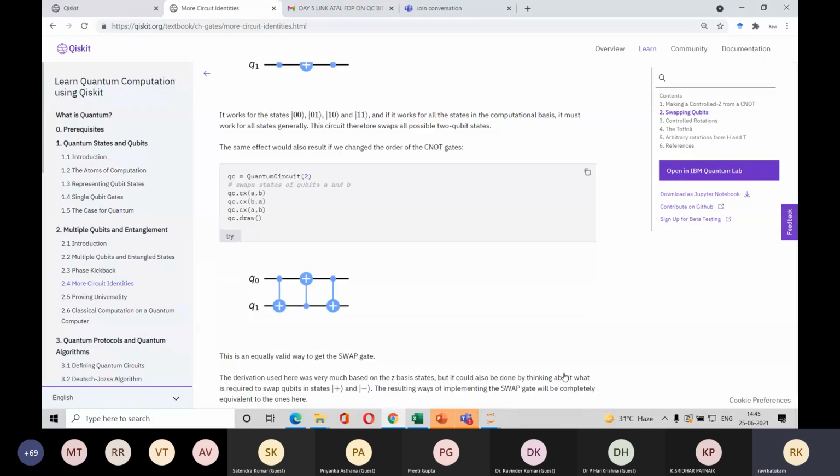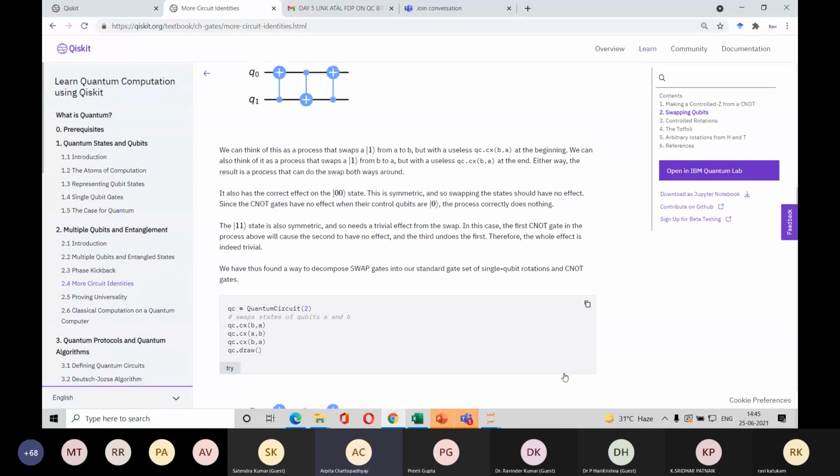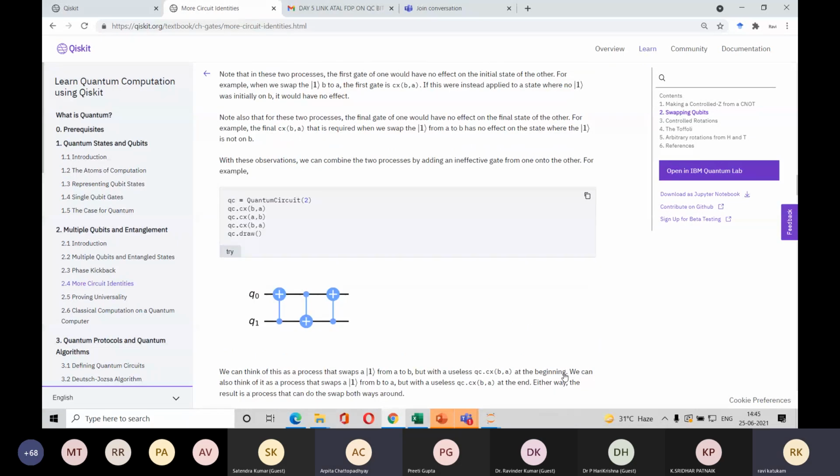Sir, what is the difference between NOT gate and swap gate? NOT gate will flip. If it is 0, it makes 1. If it is 1, it makes 0. Swap gate will not do any flip, but it will copy the same information.